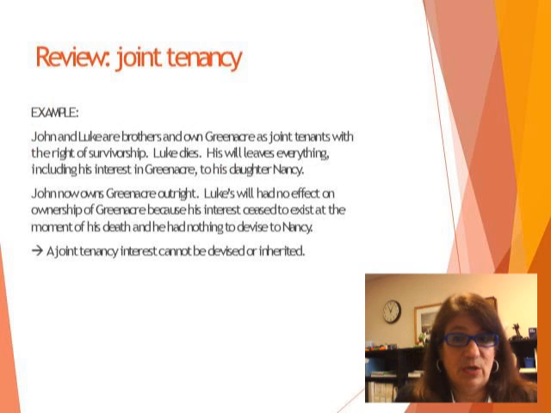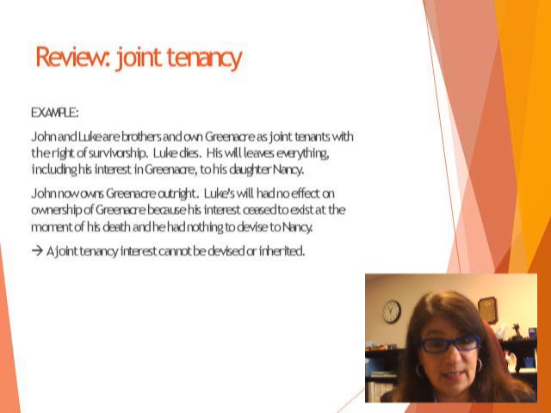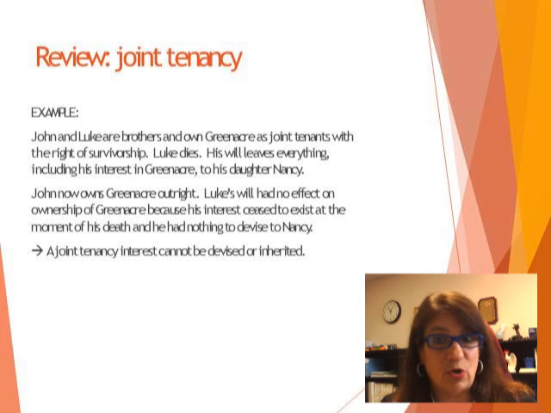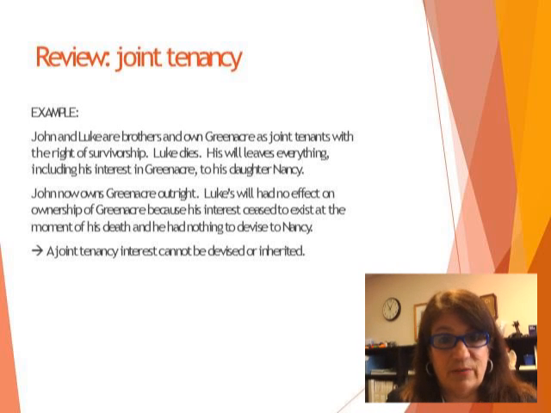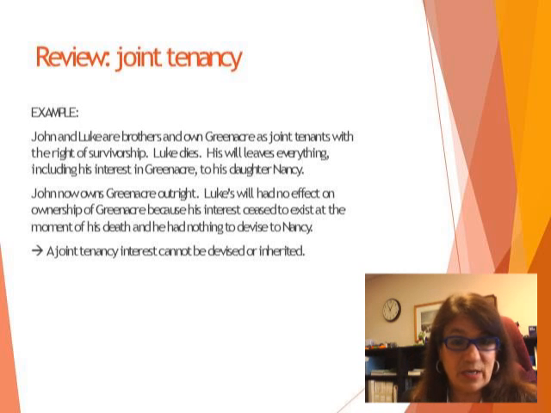So here's an example. John and Luke are brothers. They own Greenacre as joint tenants with right of survivorship. Luke dies. His will leaves everything, including his interest in Greenacre, to his daughter Nancy. Well, it doesn't matter, because once Luke dies, John just owns Greenacre outright. That's what's meant by that right of survivorship. Luke's will has absolutely no effect on that, nor can it. His interest ceases to exist at the moment of his death. So a joint tenancy cannot be devised or inherited.